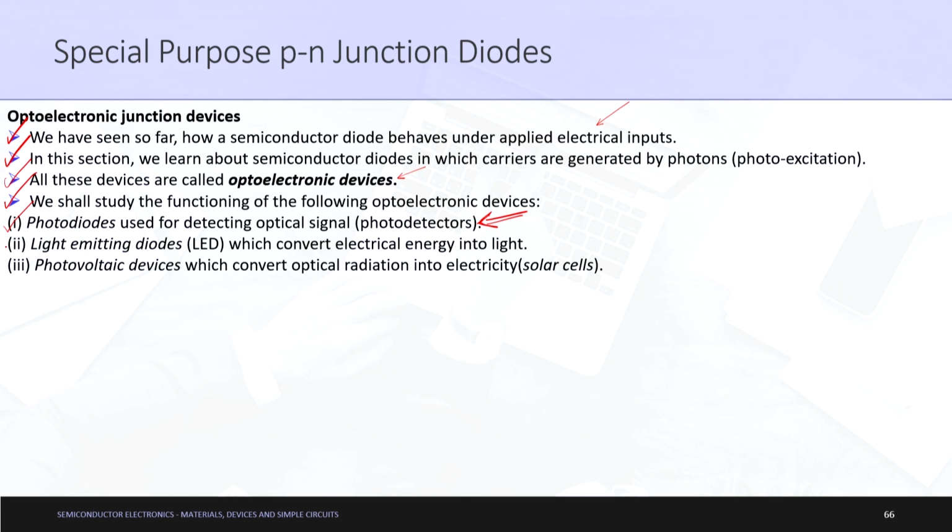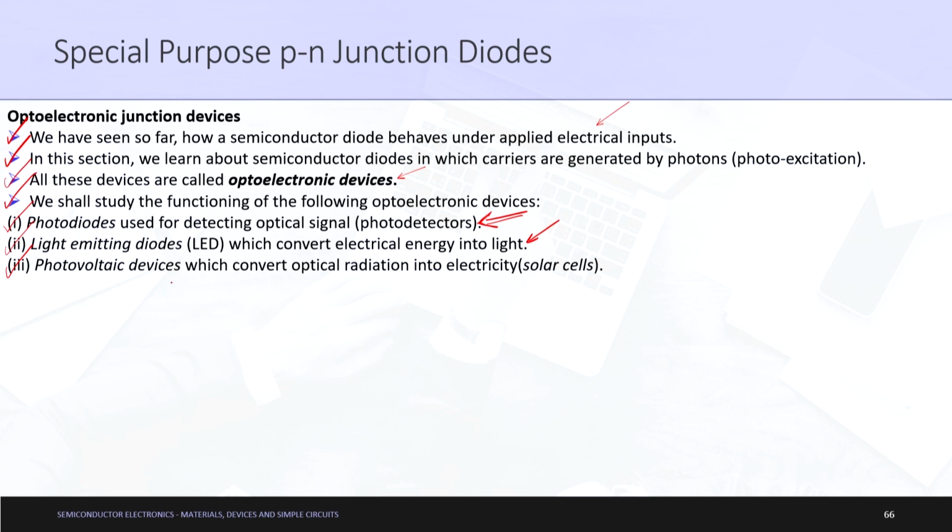Similarly, the next thing is light emitting diodes, that is LEDs. Everyone knows about LEDs. Even today we have LED tubes, LED bulbs, and LED TVs also. So you know what an LED is. What it does is convert electrical energy into light. Okay. So that is the working of the LED. We will understand the LED in quite brief detail here.